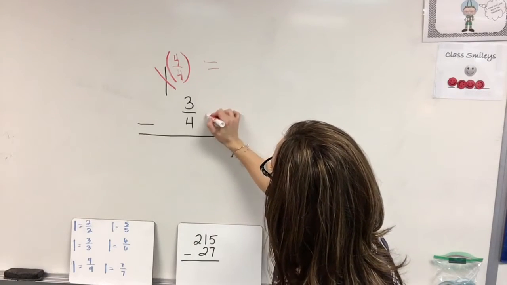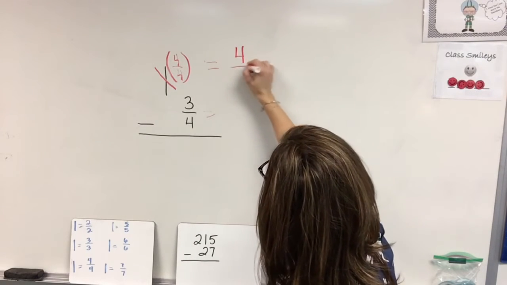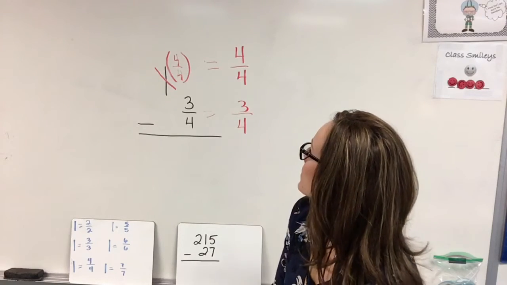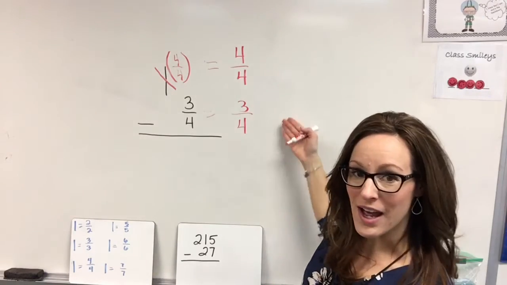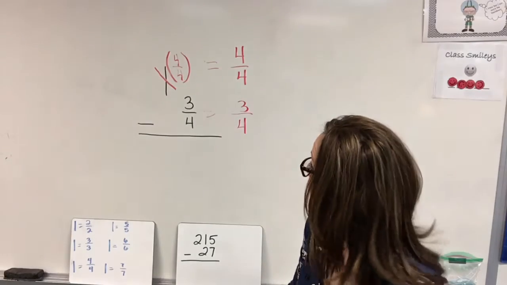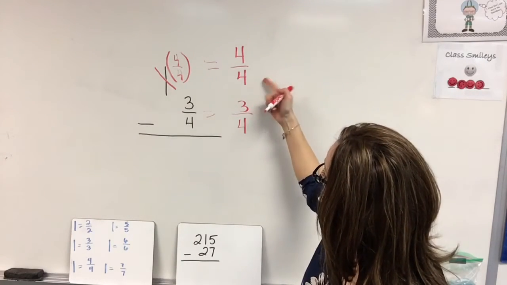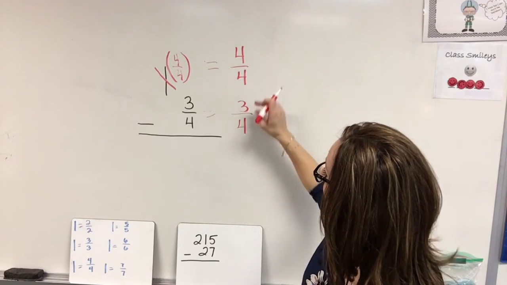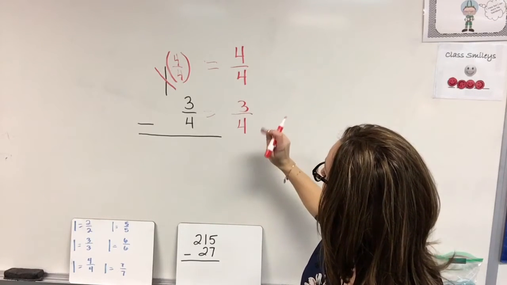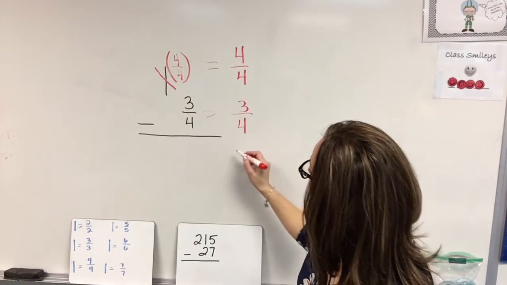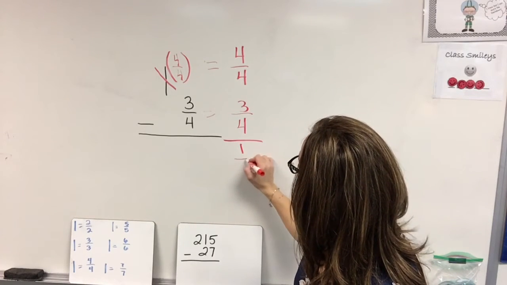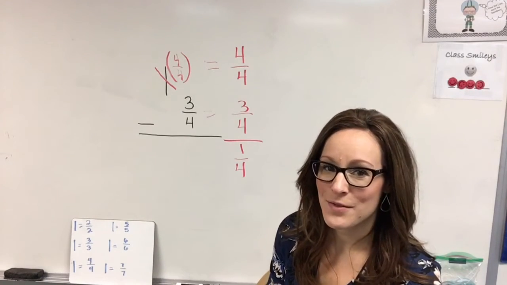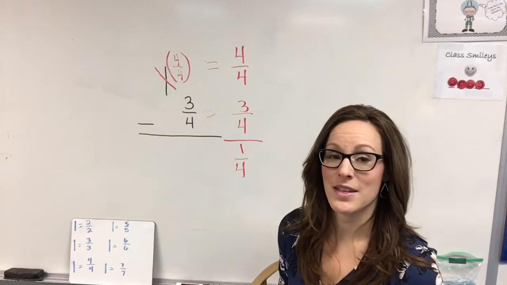Now we have 4/4 minus 3/4. You can see that I now have a subtraction problem that I can work with. We have common denominators, we have a fraction here that is greater than the fraction here, and so we can easily subtract this from this. So 4/4 minus 3/4 equals 1/4.